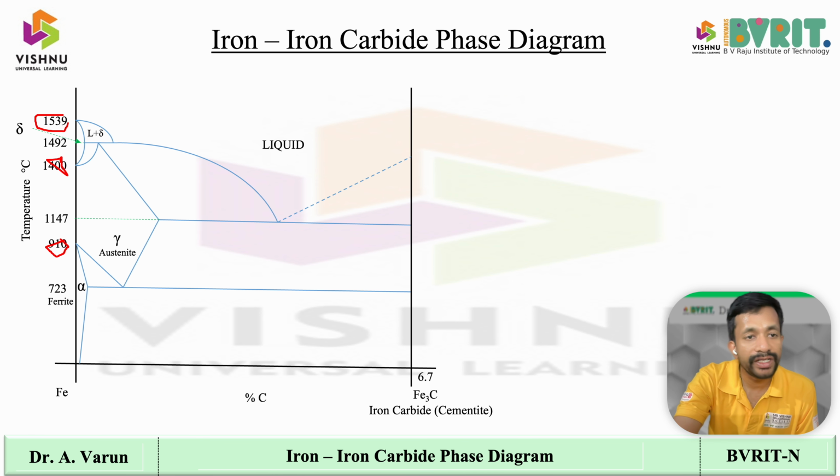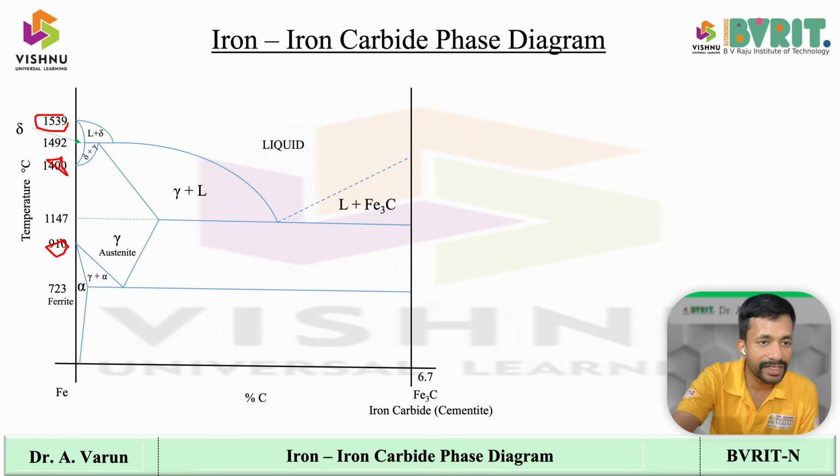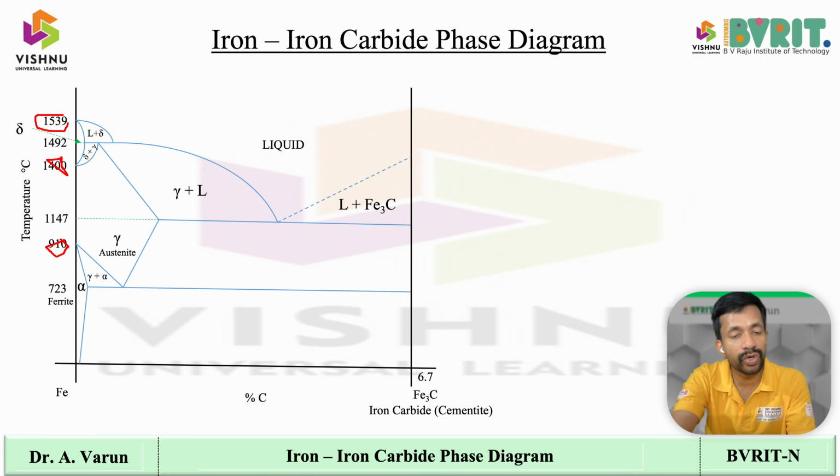Then comes the marking of the two-phase regions. This side gamma, this side liquid. Sorry, this side delta, this side liquid. This becomes liquid plus delta. And then delta here, gamma here, delta plus gamma. Liquid here, gamma here, liquid plus gamma. Then you have liquid here, Fe₃C, liquid plus Fe₃C. You can see here also, gamma here, alpha here, gamma plus alpha. So now the different zones are marked easily, right?